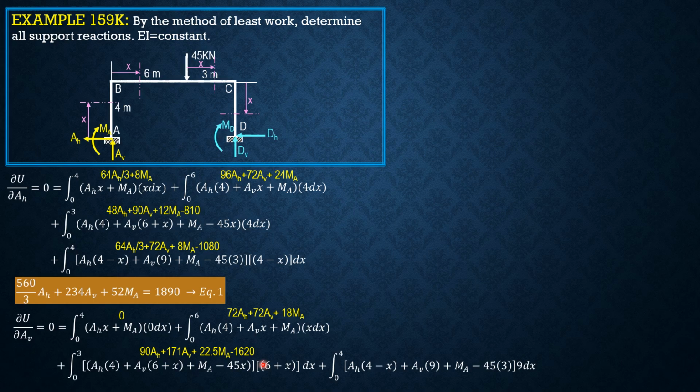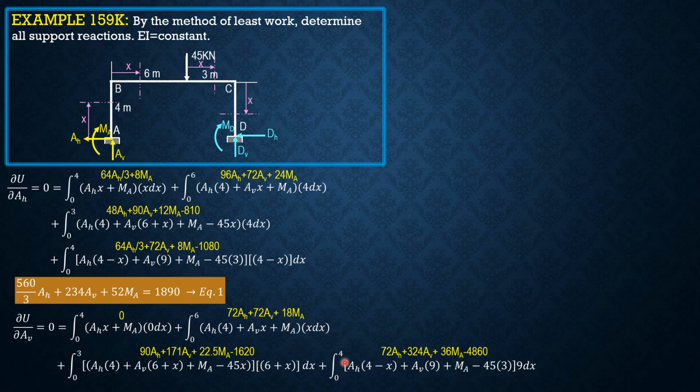So for newcomers, if you want to evaluate this integral one by one and verify these answers, you have to pause the video and check if these values are really correct. Then finally for here, pause the video, evaluate integral of (4 minus x) times 9 dx from 0 to 4, that's the coefficient of AH. Then for AV, 9 times 9 times 4, that's the coefficient of AV. For MA, 9 times MA times 4, so 36 MA, and then for the constant, you'll get 72AH plus 324AV plus 36MA minus 4,860.